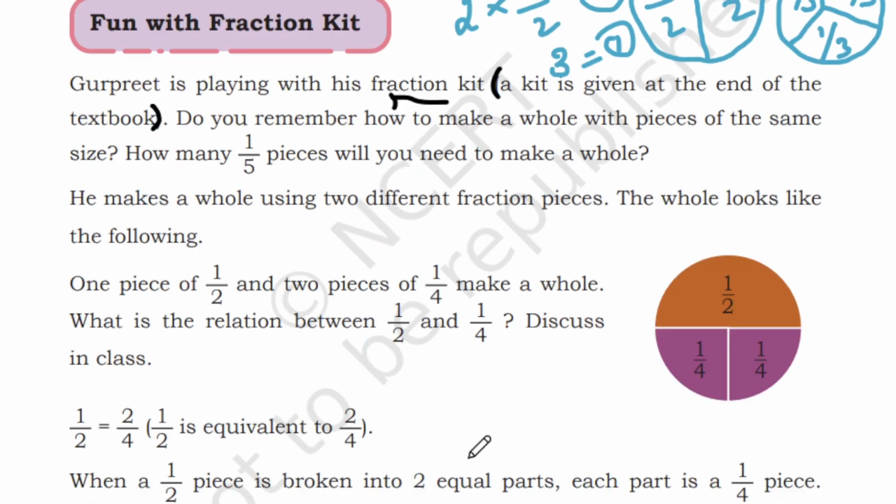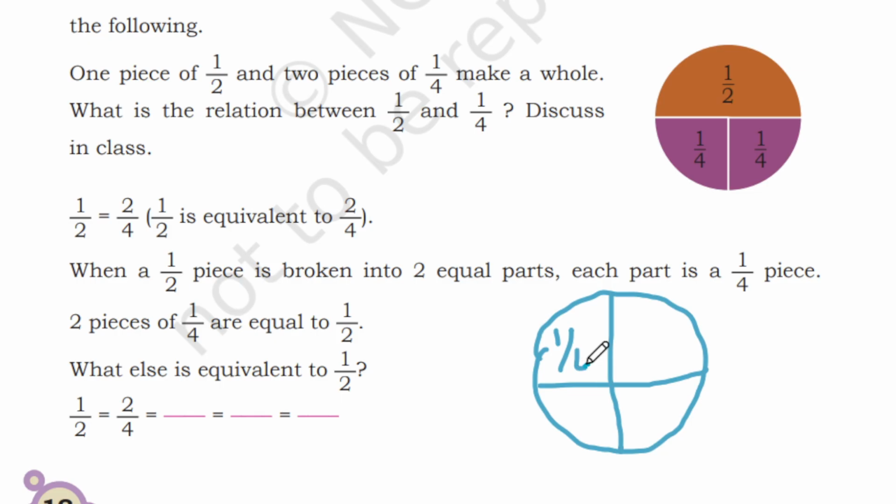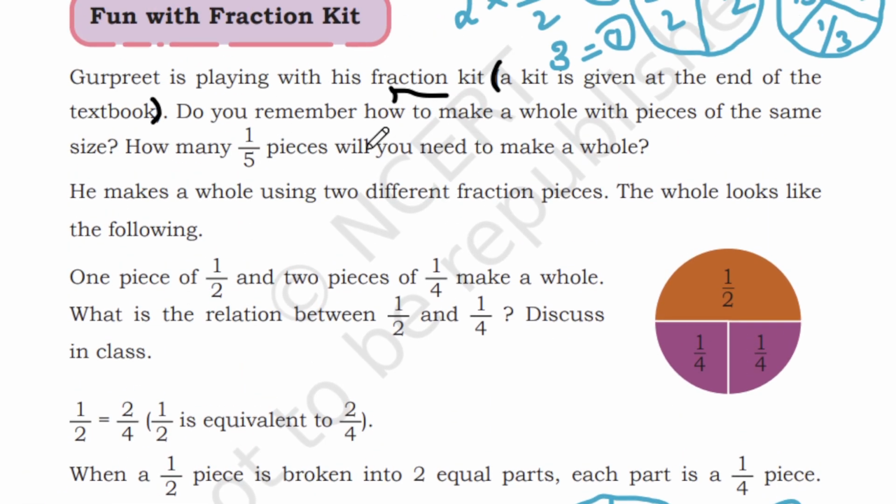Likewise, if I draw 1 by 4, so this is a whole, and I'm getting 4 pieces of 1 by 4. 1 by 4, 1 by 4, 1 by 4, 1 by 4. So how many 1 by 4 are needed? We need 4 pieces of 1 by 4 to get a whole. Likewise, we need 5 pieces of 1 by 5 to make a whole.